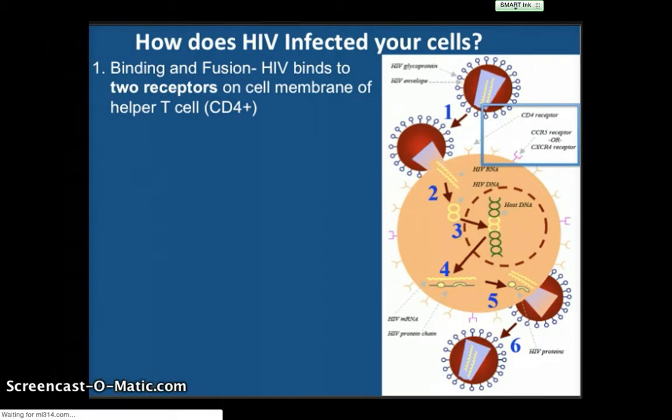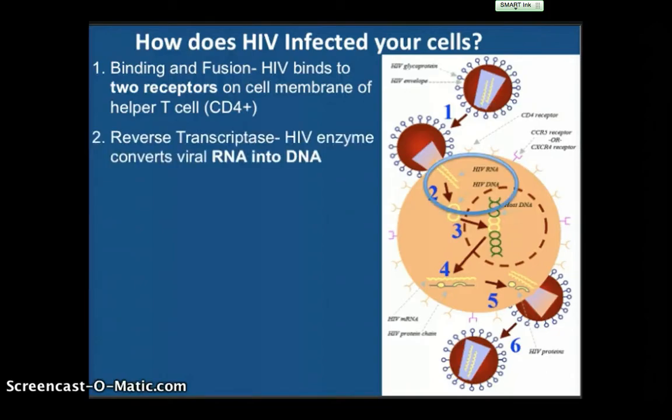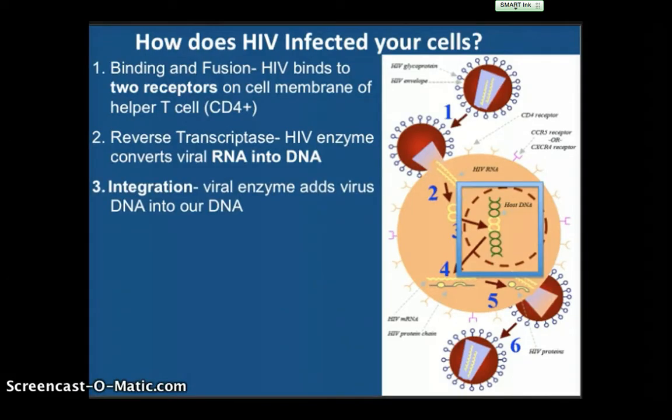So again, in order for HIV to infect the helper T cells, it needs to bind to the correct shaped receptor. After the binding, we use an enzyme known as reverse transcriptase. HIV's enzyme converts the viral RNA into DNA. Then integration. The viral enzymes aid the virus so that it can add its DNA into our DNA.